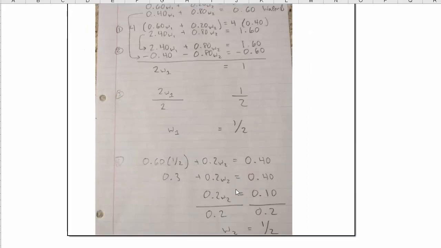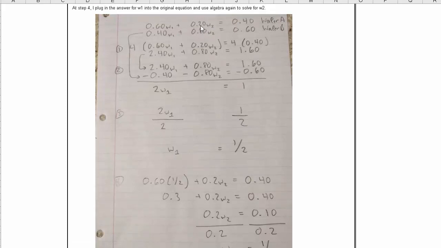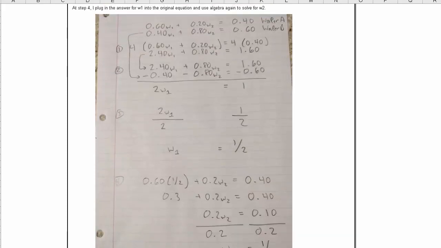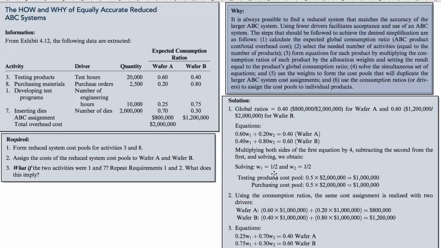Now I plug that back into the first equation: 1/2 for W1 plus 0.2 W2, using this original calculation, and I solve: W2 equals 1/2. So that's the math involved that you have to go through. If we slide back here, that's how we got the 1/2, 1/2. Then we can answer that reduced pool by taking 1/2 of the 2 million. Now we're down to $1 million for both pools.